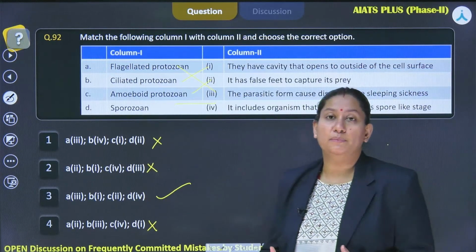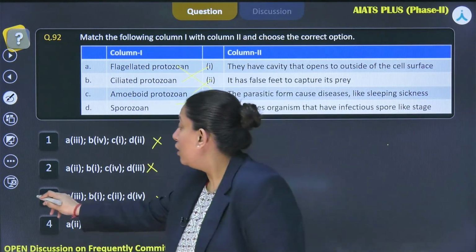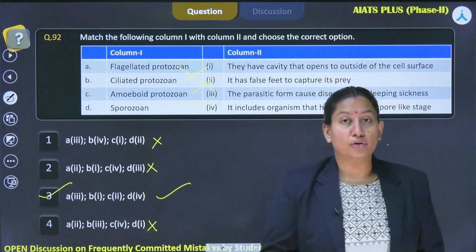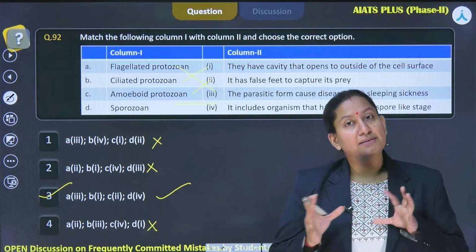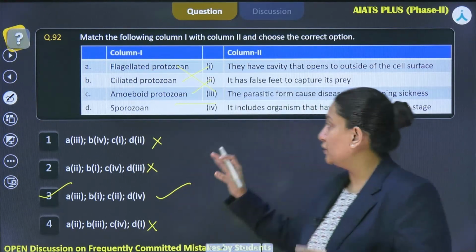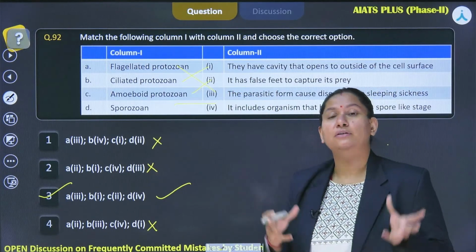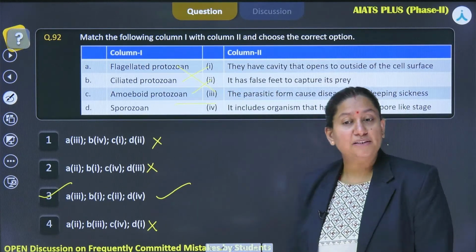So, this is how you will be solving this particular question. Also, the types of protozoans are important because many easier questions could come from this particular topic of the protists, right. I hope this is clear to everybody.